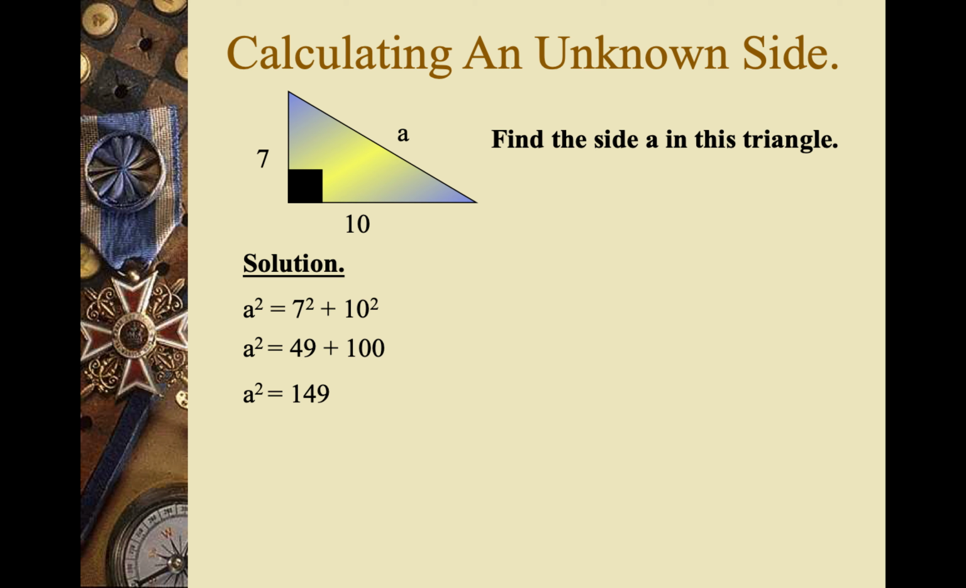The next step is we have to take the square root of both sides, which leaves us with a is equal to the square root of 149. That's not an exact answer anymore, so we have to take our calculator and we can round the answer to maybe 1 decimal place. So a here would be 12.2 units long. And it is important, if you're trying to calculate the hypotenuse, that your answer, of course, should be bigger than the other two lengths of the sides in your triangle. It should be the largest number. Okay, so that's how we work it out.